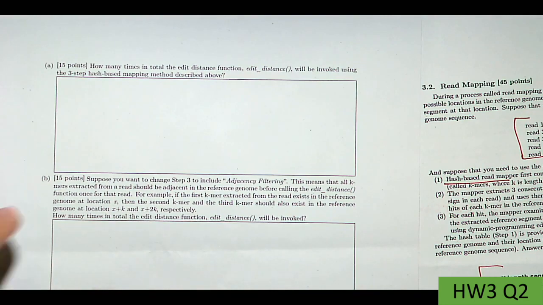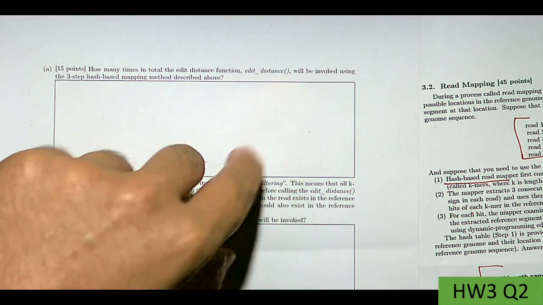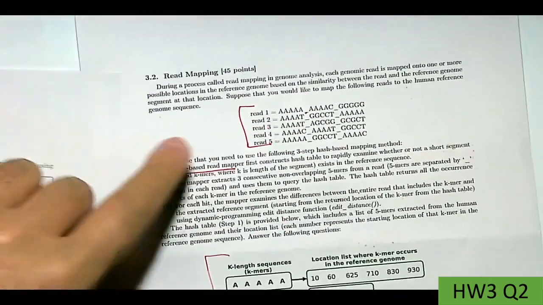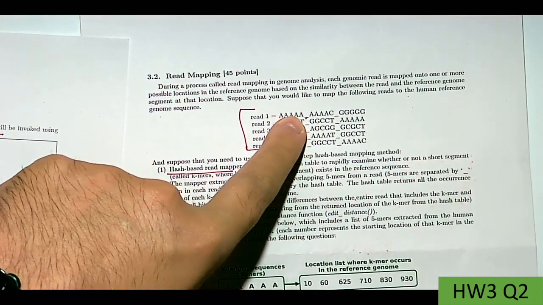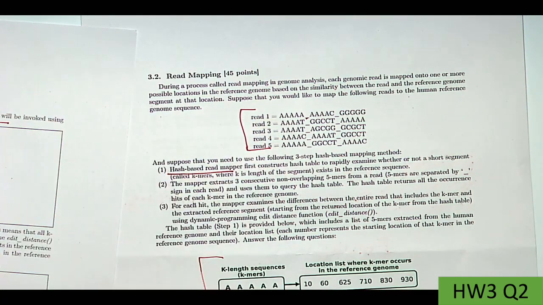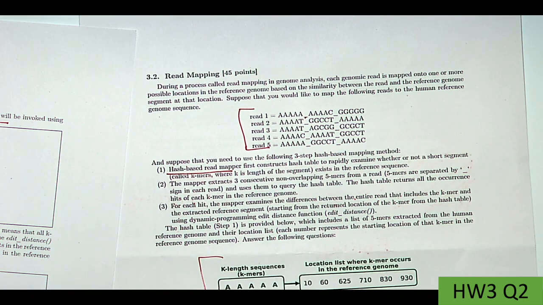Can you see it? Okay. So here you are asked how many times you are going to apply this edit distance function. How we do that basically is picking the first k-mer from the first read and going to the hash table. Does that k-mer exist in the hash table? If yes, then we extract all the corresponding locations. And at each location, we perform the edit distance function.